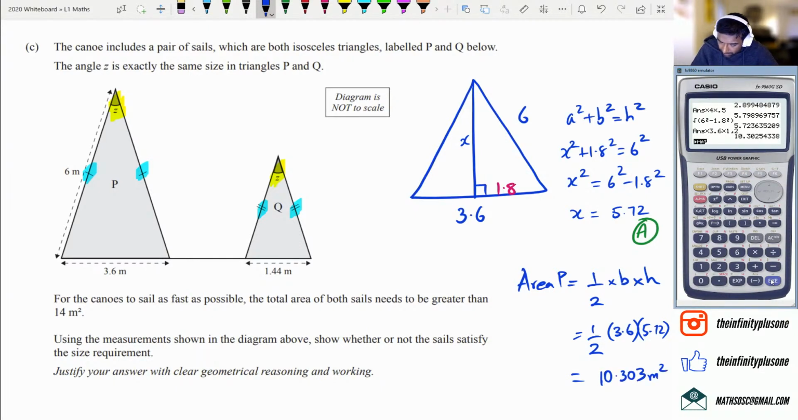Meters squared of either sail P or sail Q. According to this paper, if you calculate the area of P, you're going to get a merit for this. It was really interesting because we had two questions where we had to find area. One of them we had to use trig to find area, and the second one we had to use Pythagoras.